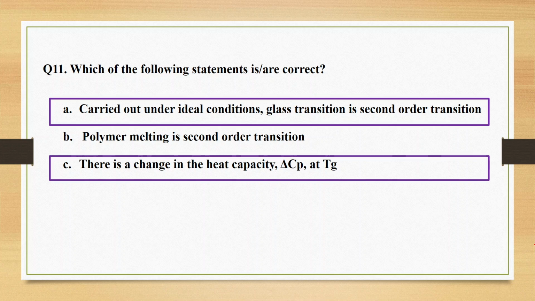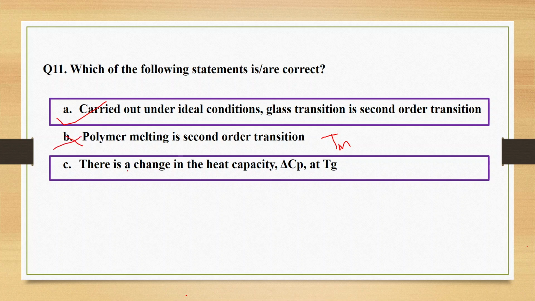So the correct answer of this particular question is A and C, because in the last question I just mentioned that glass transition is a second order transition. Fine, so option A is correct. Now in case of B, polymer melting is associated with Tm. Melting temperature is not a second order transition, it is a first order transition. So the second option is incorrect.